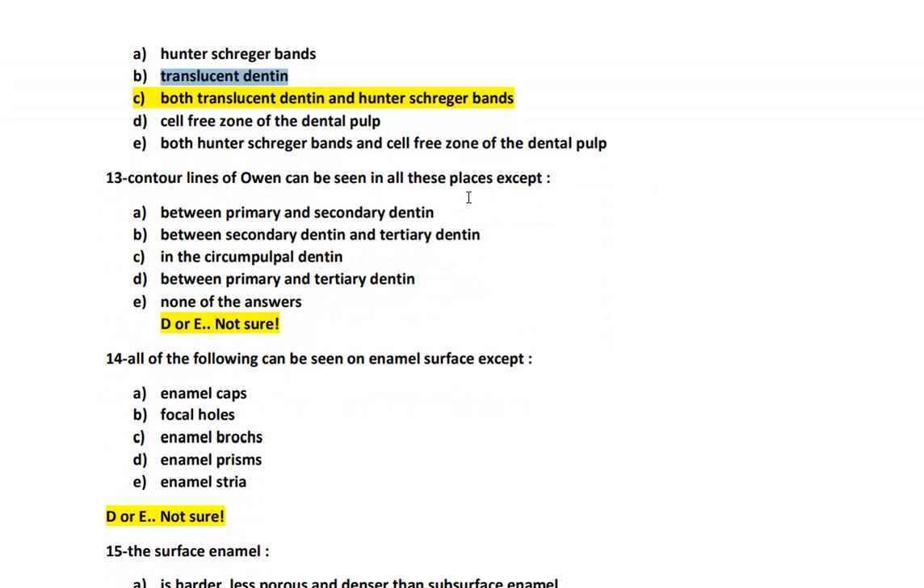Contour line of Owen can be seen in all these places except هلا contour lines of Owen عبارة عن lines اللي بتجمع عندي بين ال secondary curvatures in the dentin وبيكون عندي أكثر من line بقدر أشوف بعكس الشريجر line اللي بشوف بس line واحدة أو maximum between primary and secondary dentin. Yes between secondary dentine and tertiary dentine? Yes. The circumpulpal dentine? Yes. لأنه أصلا secondary dentine is part of the circumpulpal dentine.